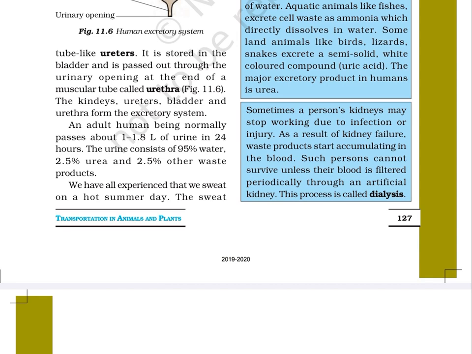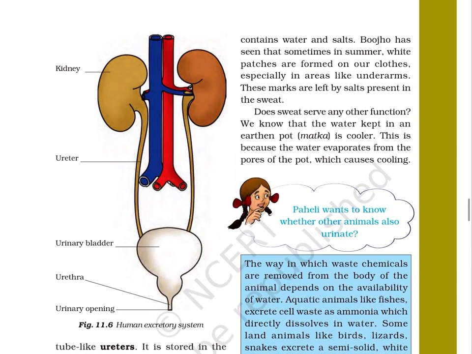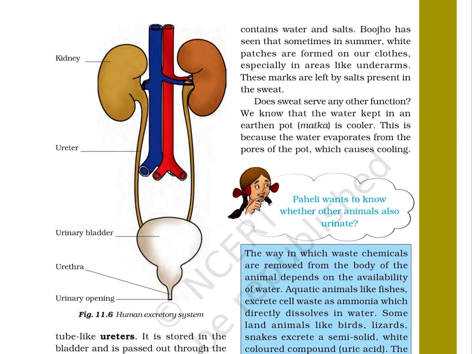We have all experienced that we sweat on a hot summer day. The sweat contains water and salts. Bojo has seen that sometimes in summer, white patches are formed on our clothes, especially in areas like underarms. These marks are left by salts present in the sweat. Does sweat serve any other function? We know that the water kept in an earthen pot or matka is cooler. This is because the water evaporates from the pores of the pot, which causes cooling.